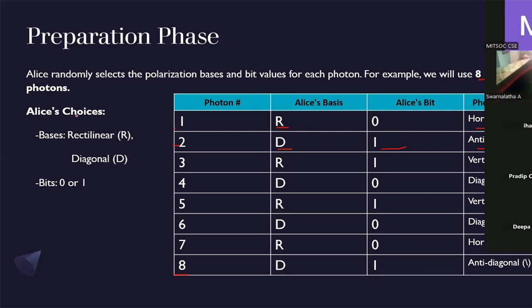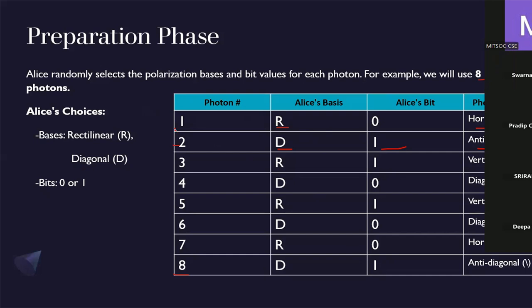So here Alice's choice is what? It uses a basis that is rectilinear and diagonal, and the bits here use 0 and 1, right? So remember that we are using the 8 photons over here. Any doubts or queries up to this one? Did you understand what exactly this particular table is? Yes, sir. Okay.